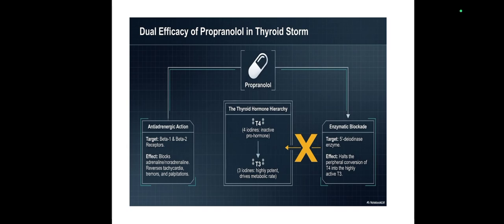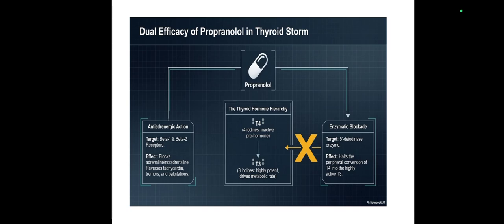Now, in a life-threatening thyroid storm, propranolol is a drug of choice because of its unique dual efficacy. Its anti-adrenergic action: it binds to beta 1 and beta 2 receptors, blocking adrenaline and noradrenaline. This immediately reverses the dangerous sympathetic symptoms like severe tachycardia, palpitations, and tremors.